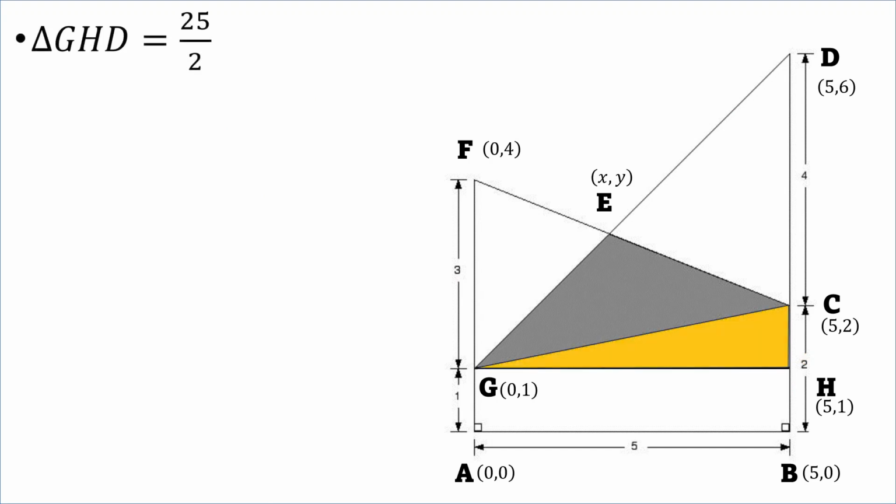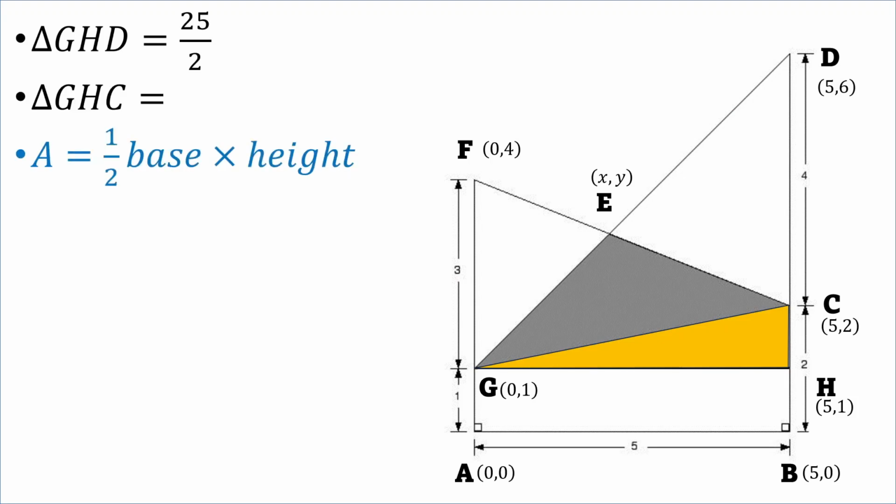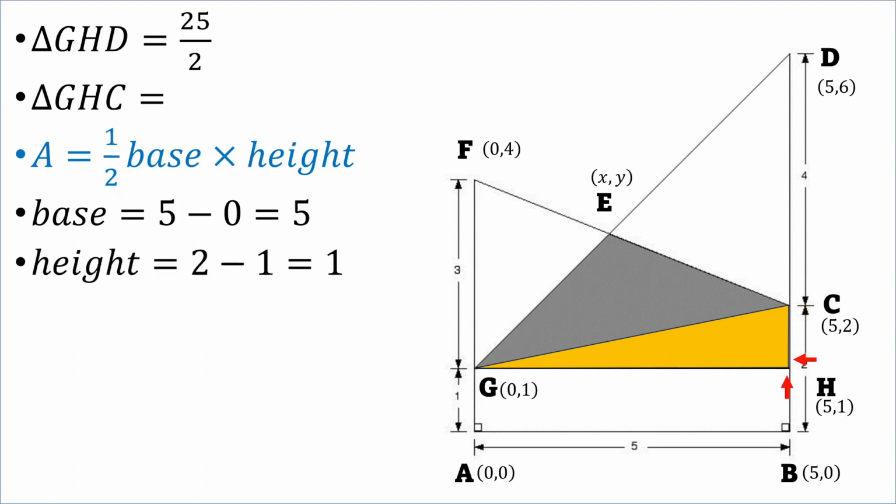Next, let's find the area of triangle GHC. So first off, the base is going to be the same, 5 minus 0, which is 5, and then the height is going to be 2 minus 1, which is 1. So the area will be 1/2 times 5 times 1, which is just 5 over 2.